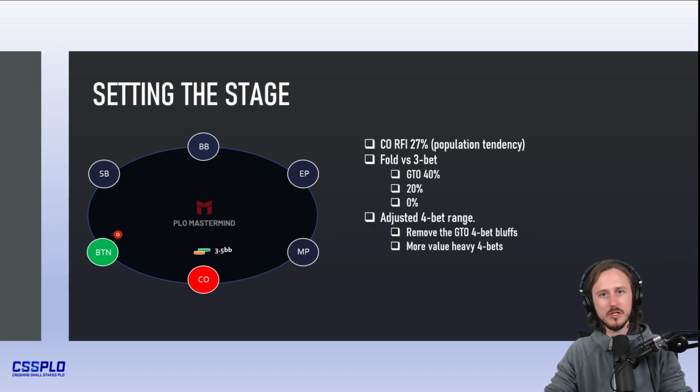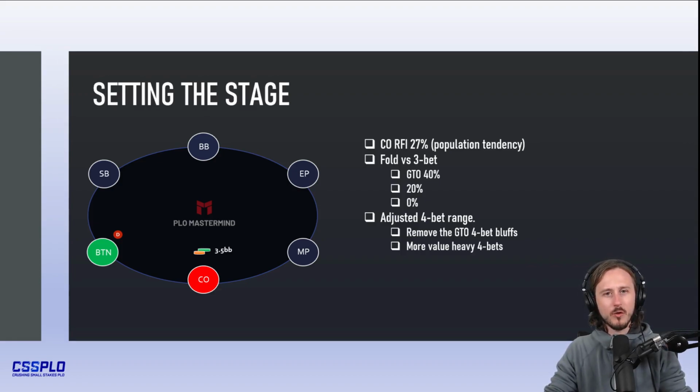So we're going to compare the GTO frequencies here with a 20% fold versus 3-bet, as well as a 0% fold frequency. Now, to get answers to the questions that we're looking for, we have to build simulations based on population tendencies or based on the actual situation that is occurring. So for example, in a GTO setting, the cutoff has to fold around 40% of his hands if the button 3-bets him. However, if we look at the population tendencies, we can see more often an average of around 20% fold versus 3-bet here. But there are also a lot of people who just don't like to fold at all here. And those people fold more around 0% of the time.